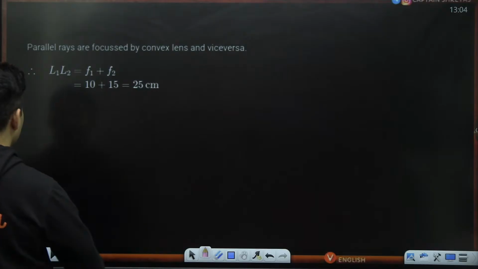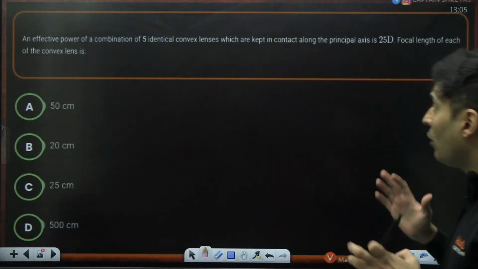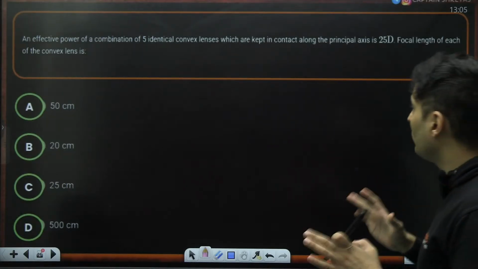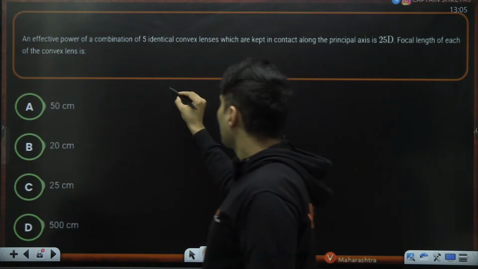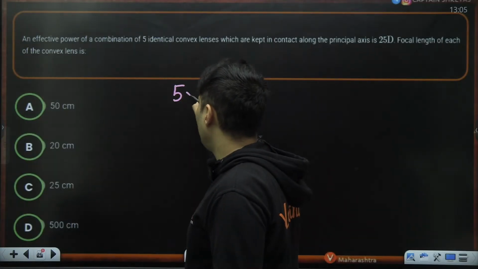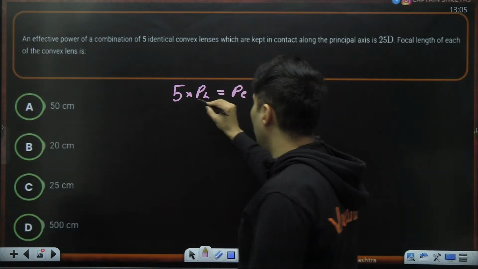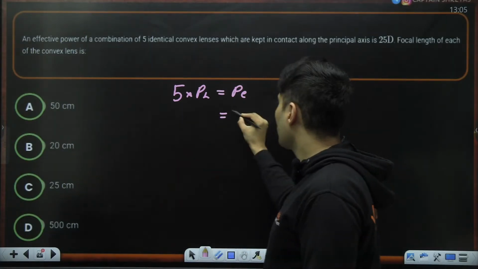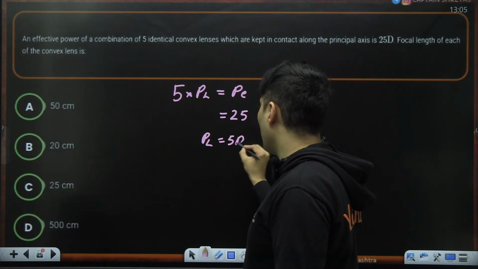Next question on your screen. The effective power of combination of 5 identical convex lenses is 25 diopters. Focal length of each lens? So 5 lenses are there. So 5 into power of each lens is going to be your effective power. Power always adds in combination. That is 25, so power of each lens will be 5 diopters.